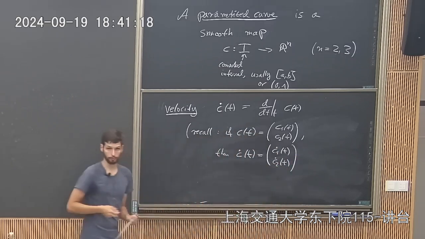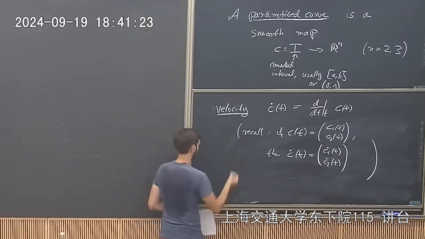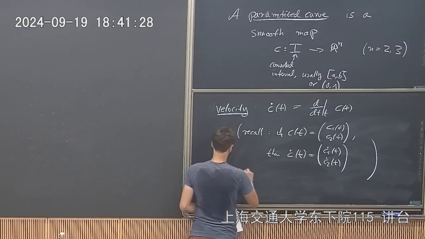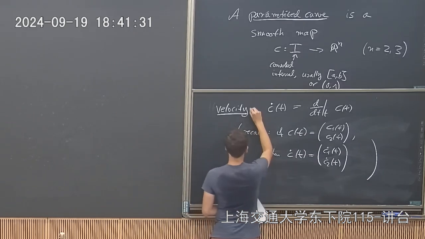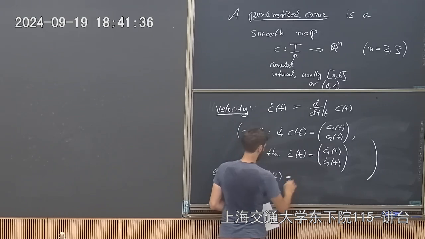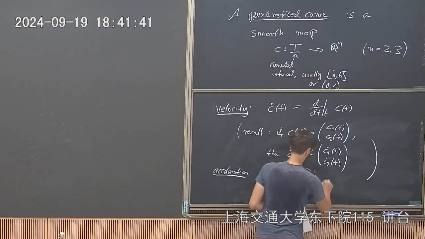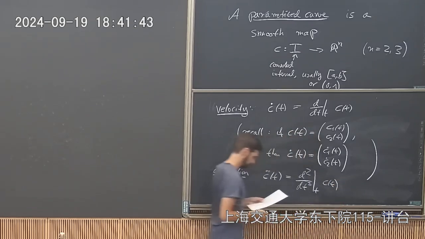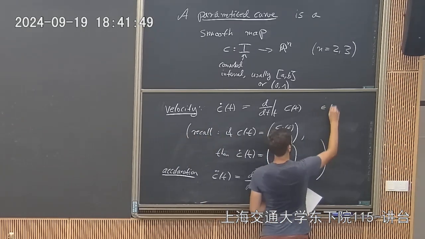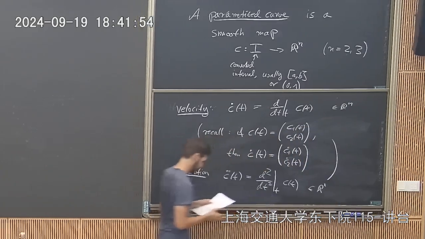I think you have seen that already quite often in your course, but as I said, the second derivative is called the acceleration of the curve. And all of them are, of course, again some vector in the same space.